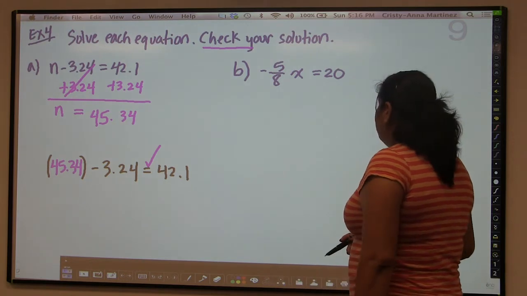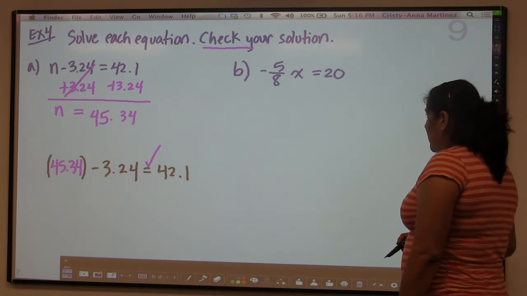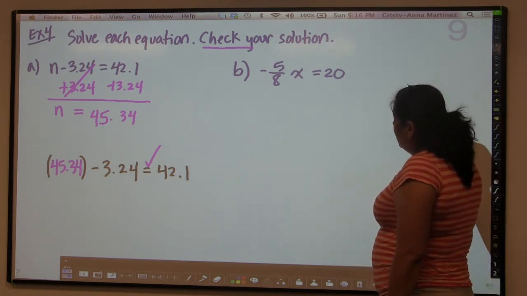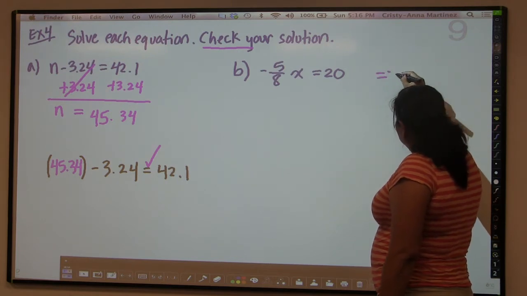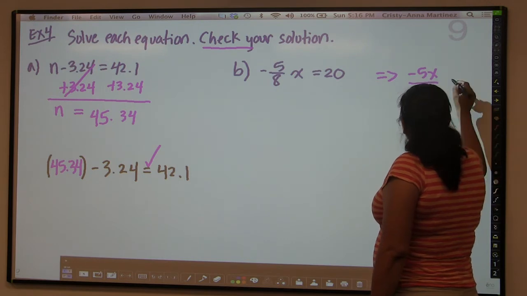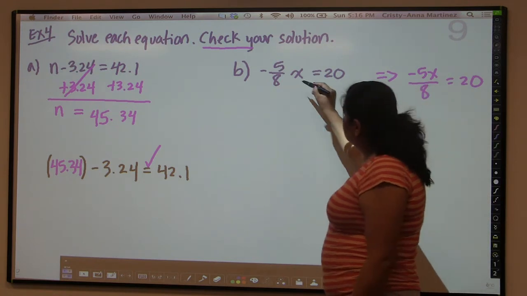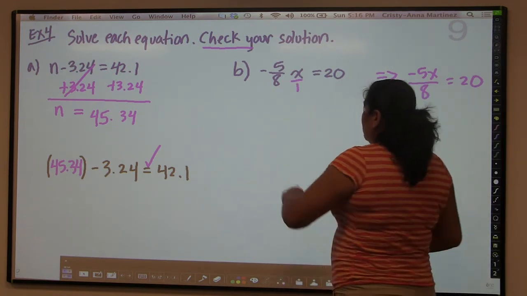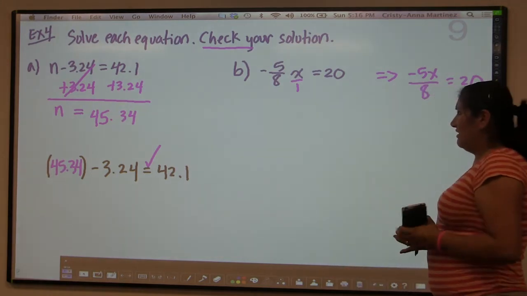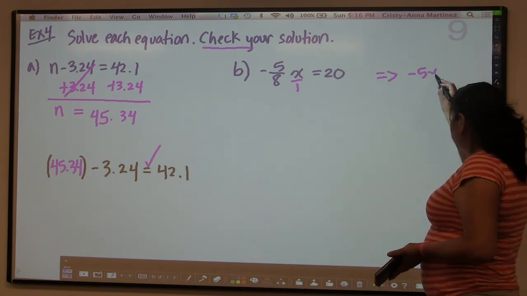So now we have part B, another example here, and we have negative 5/8x equals 20. Now I want to let you know, just in case you're wondering, that negative 5/8x is the exact same thing as writing negative 5x divided by 8 equals 20. A lot of people don't realize that, but you can very easily multiply across. Negative 5 times x is negative 5x, and 8 times 1 is 8. So they are in fact the same expression, just in case you didn't know that. It is useful information sometimes.